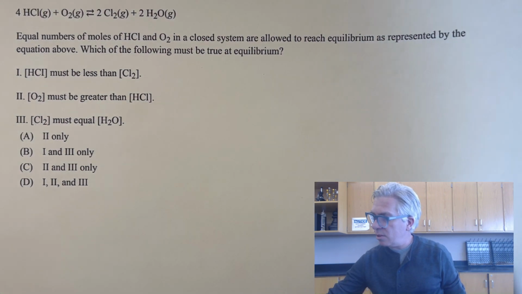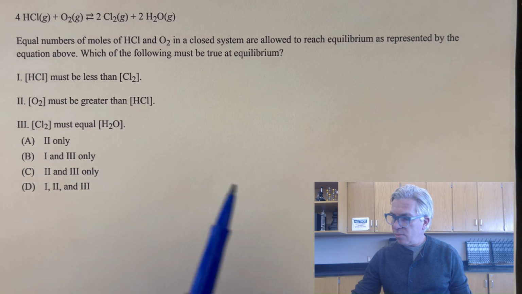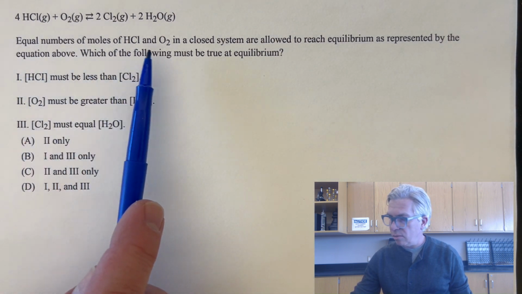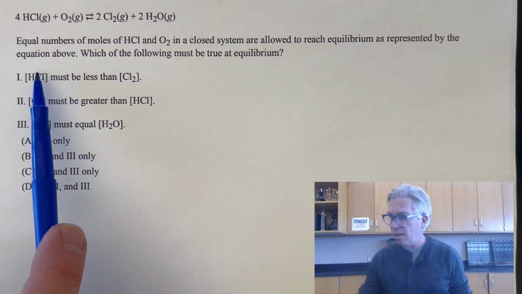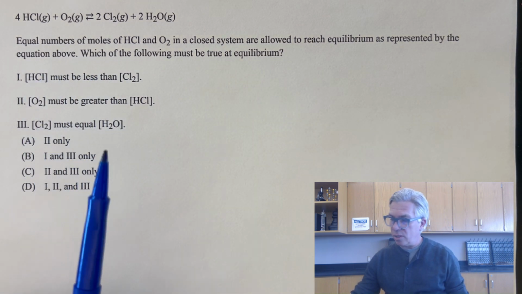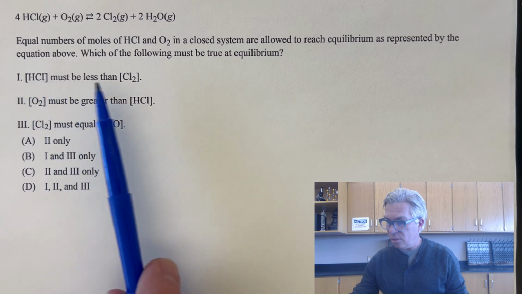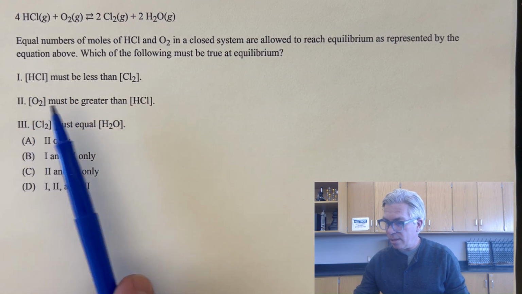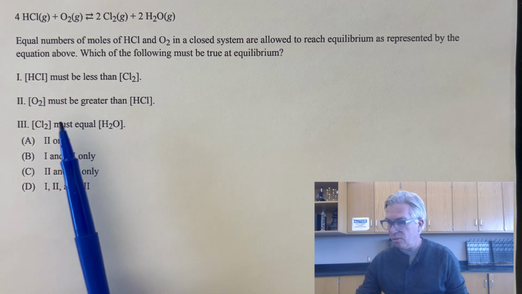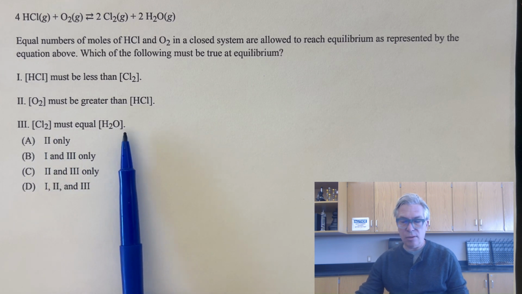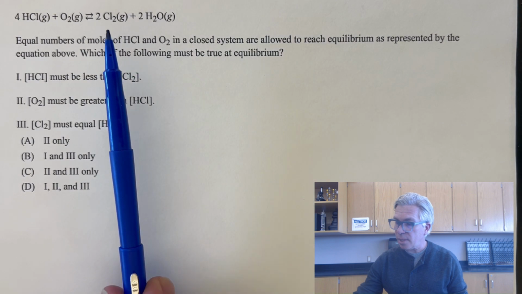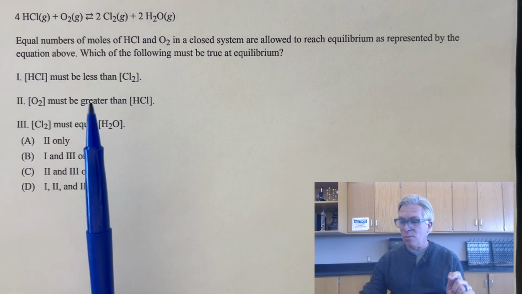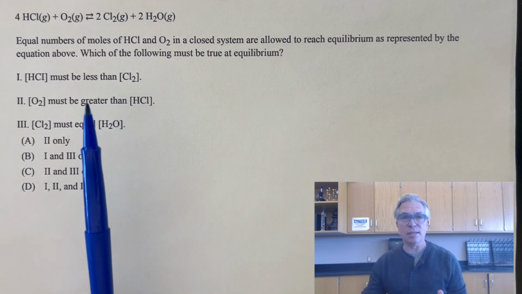All right, next one is kind of a similar thing. So we have a different equation, and it says equal number of moles of HCl and O2 are in a closed system and allowed to reach equilibrium as represented. Which of the following must be true at equilibrium? Our choices are 1, HCl must be less than Cl2, 2, O2 must be greater than HCl, and 3, Cl2 must equal H2O. So I'm thinking, looking at the mole ratios, take a moment and see if you can guess which combination of 1, 2, and 3 is correct.